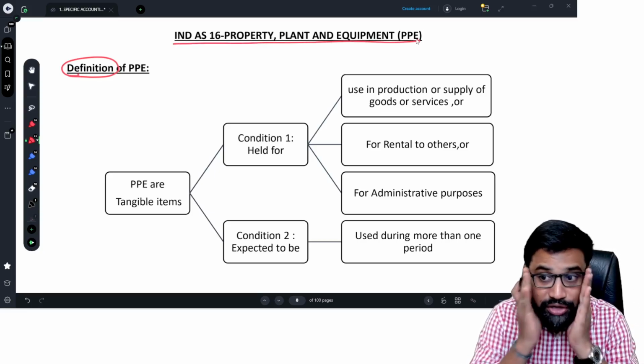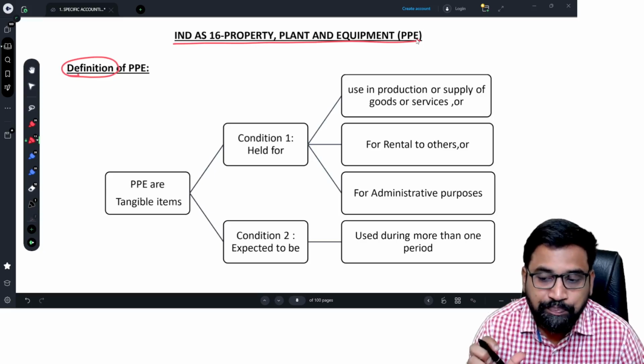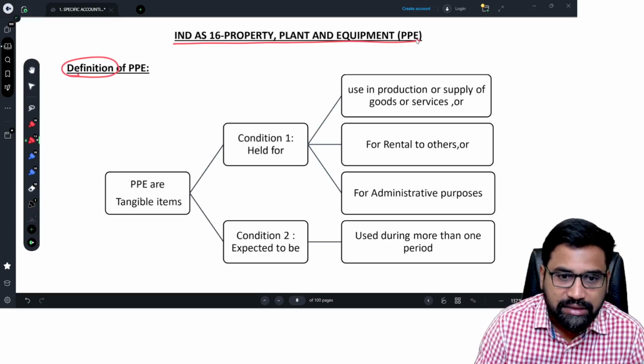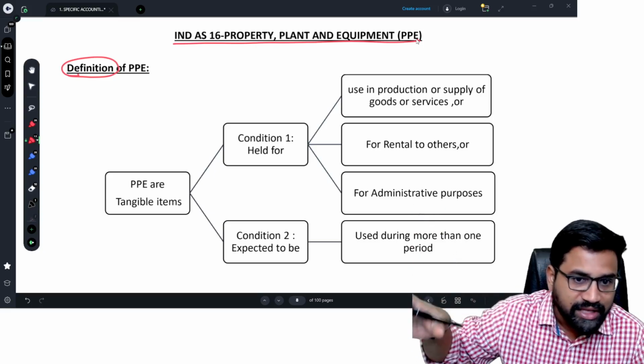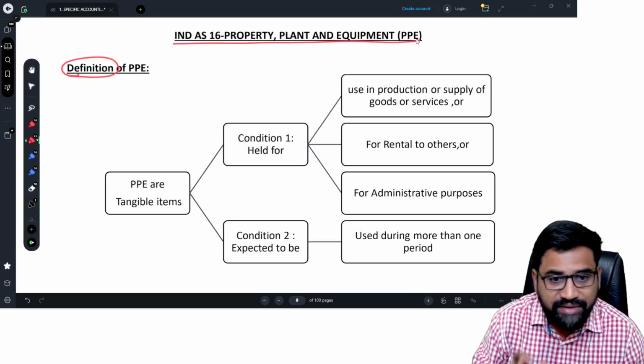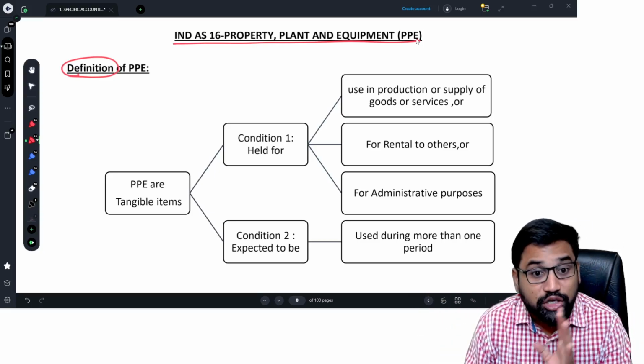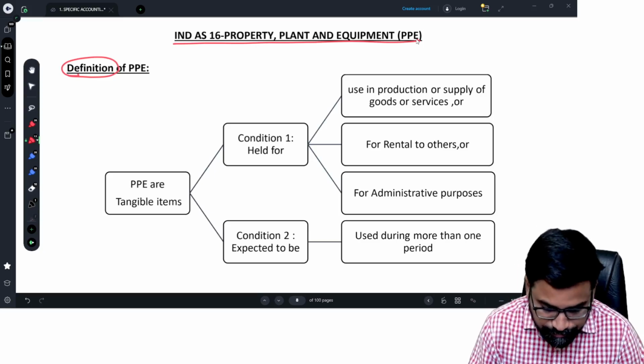IND AS 16, property, plant, equipment. Important from the examination point of view. Definitely you can expect one question. This is a practical standard, not like IND AS 8 where there is theory. But this standard is very, very important. Definitely you can expect one question from this standard generally.